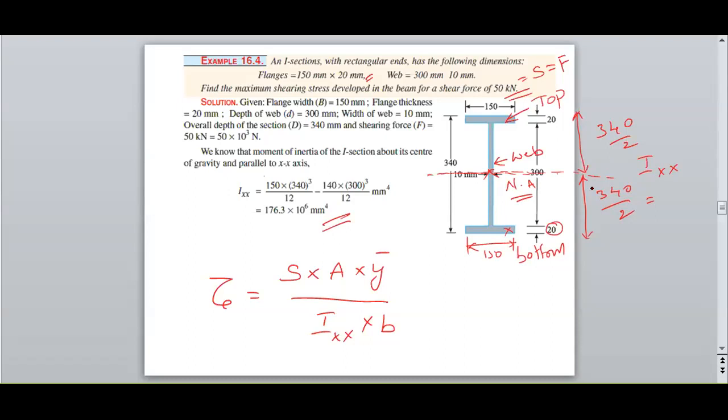Now, I need to consider an EF line, and I need to make a shaded area above the EF line, and I need to find out the Y bar, and I need to substitute the values in my shear stress equation, and after that I need to draw this stress distribution curve along the depth.